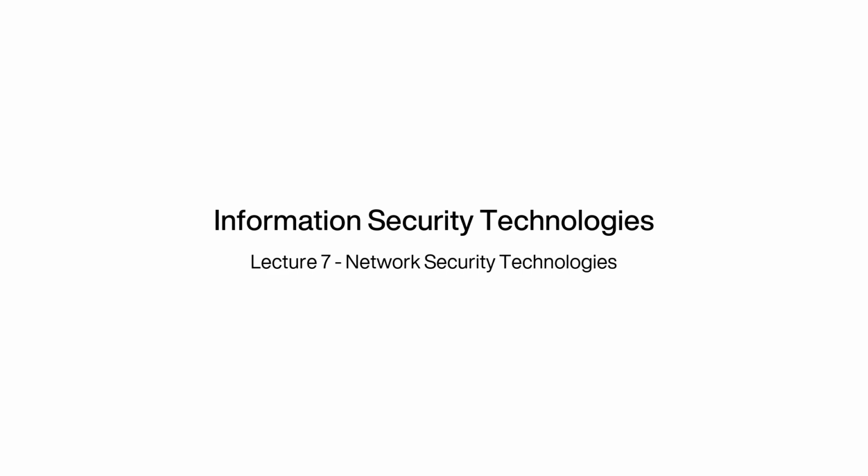Part 2. VPN Technologies. Virtual private networks extend private networks across public networks, allowing users to send and receive data as if they were directly connected to the private network. VPNs provide confidentiality through encryption and authentication through various mechanisms.